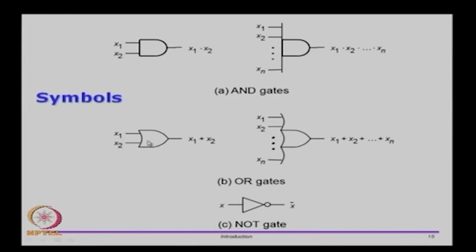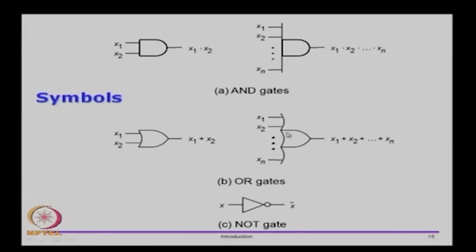Similarly, this symbol is used for x1 or x2. So if one of the inputs is 1, the output will be 1. Only when both the inputs are 0, the output will be 0 here. And for the NOT, if the input is 1, the output is 0. If the input is 0, the output is 1. So we have x and a line above that. We either call it complement of x or x bar or not of x.